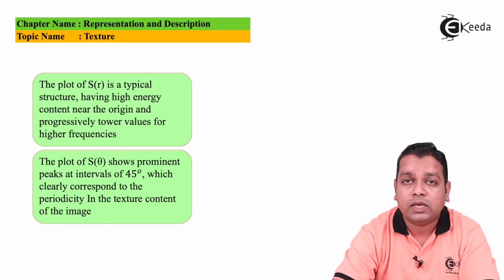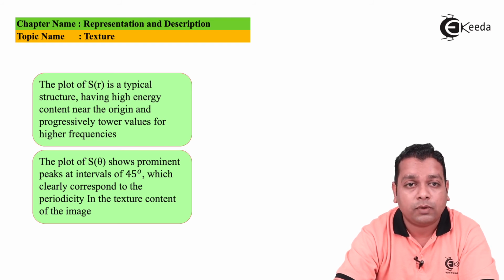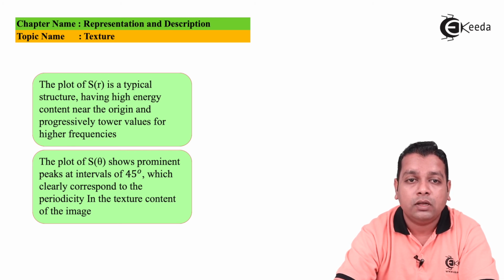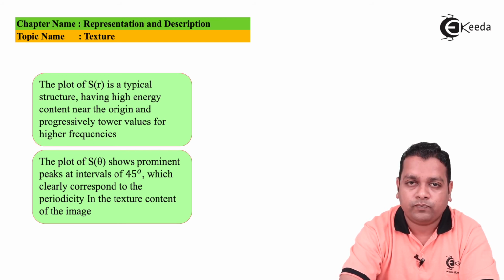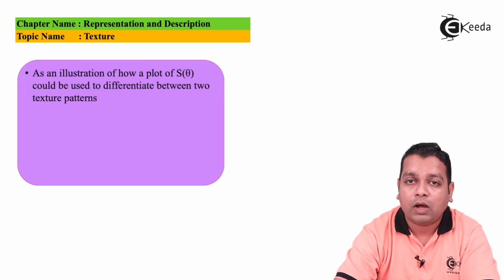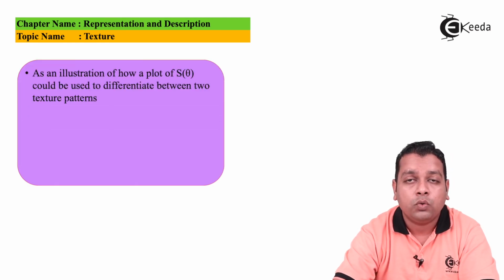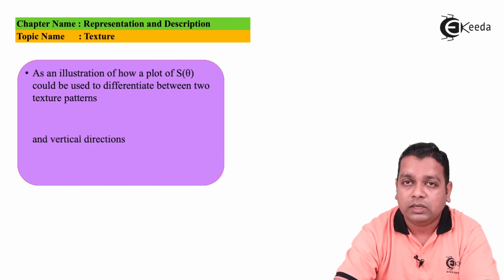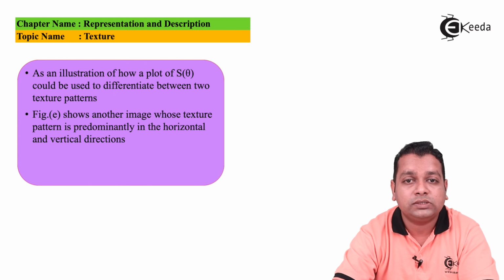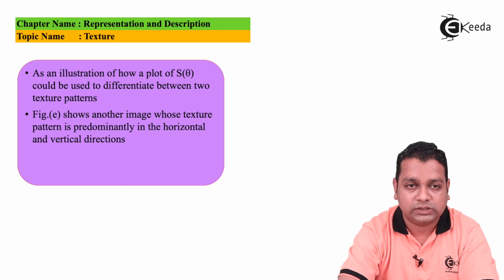Now the plot of S(theta) that we see on the right hand side image shows prominent peaks at intervals of 45 degrees, which clearly correspond to the periodicity in the texture content of the image. As an illustration of how the plot of S(theta) could be used to differentiate between two texture patterns, figure E shows another image whose texture pattern is predominantly in the horizontal and vertical directions.